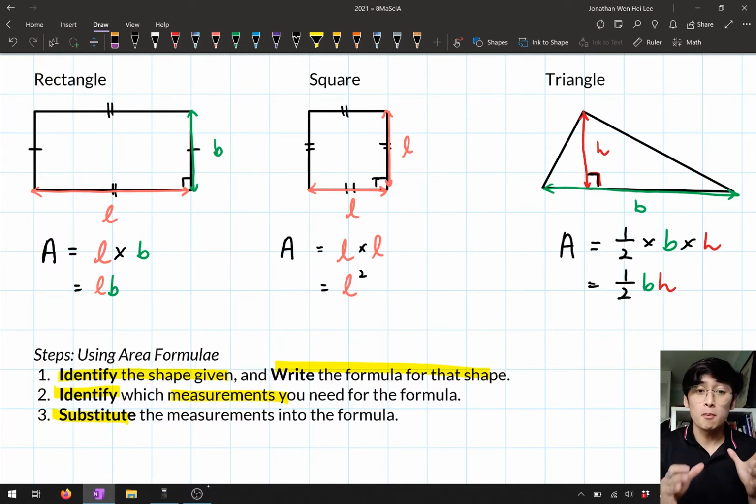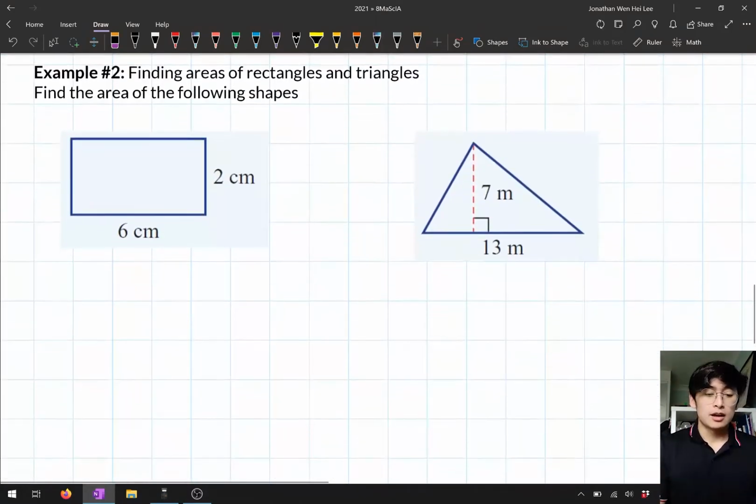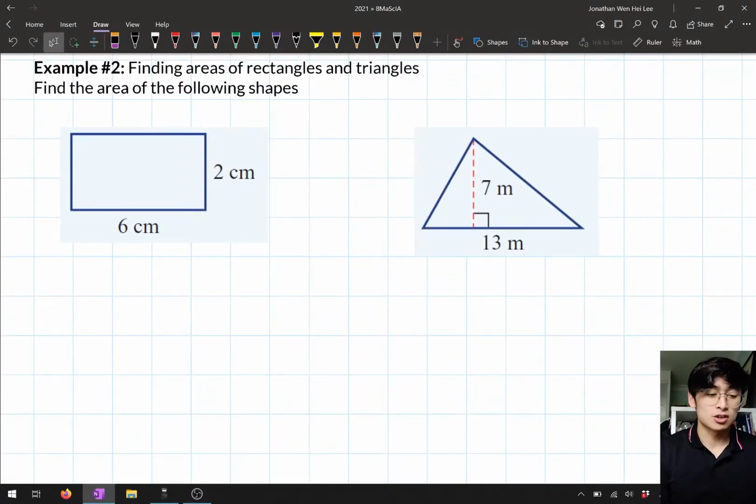So here we're going to refer back to these three formulas to help us find the area of our 2D shapes. So let's have a go at a couple of examples. Here, find the area of rectangles and triangles. So find the area of the following shapes. Here we've got two shapes.